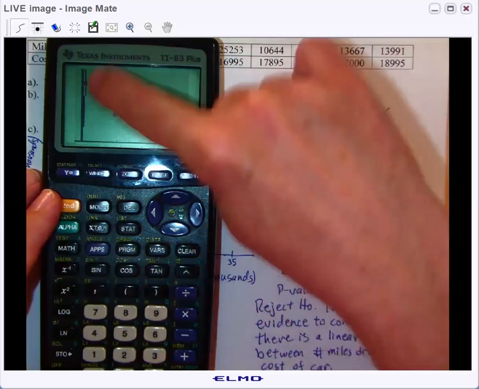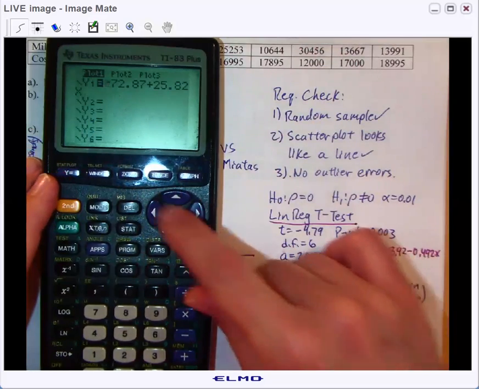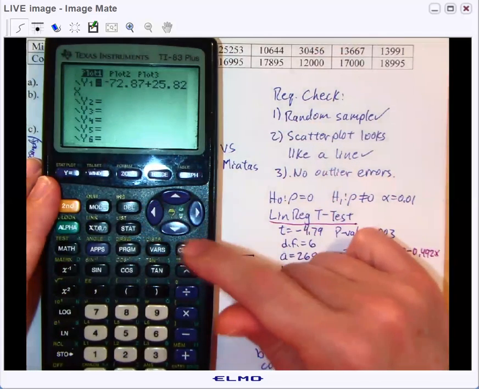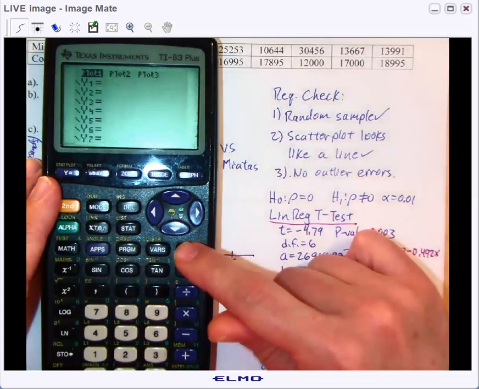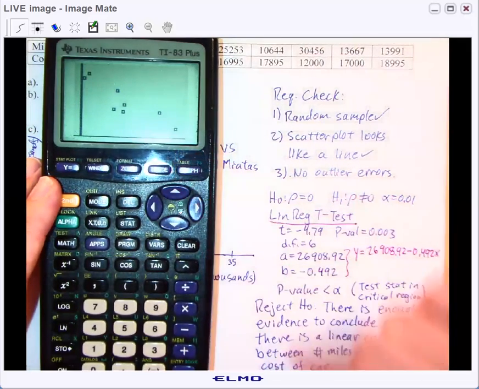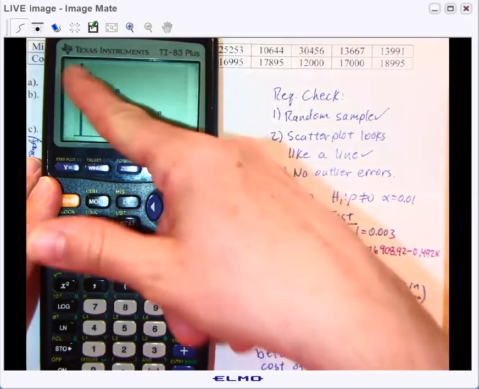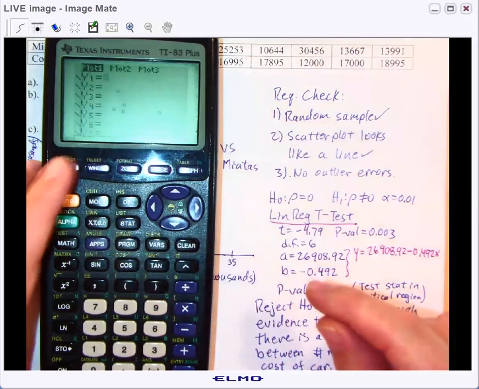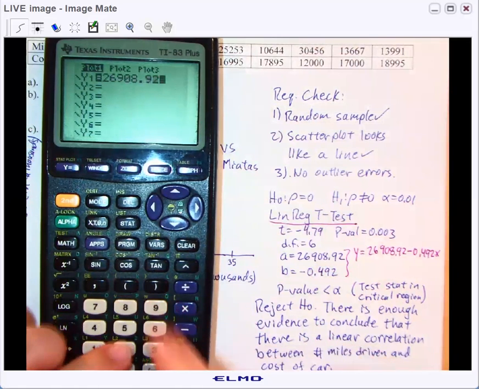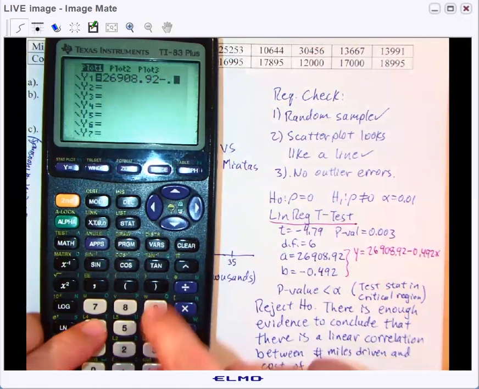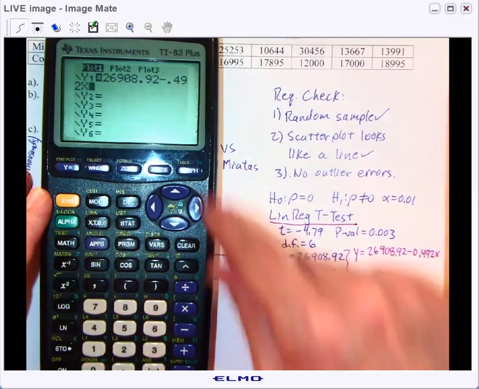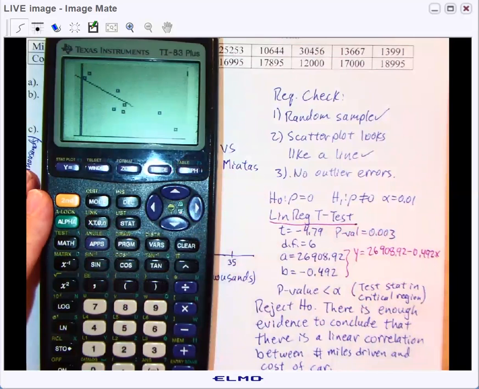Oh, and we see that we've got extra stuff here. That's because this regression equation from the previous problem is still in there, so we probably ought to clear it out. Okay, now let's go back to our data. And that did look a lot like a line. Let's go ahead and put that line in, 26908.92 minus 0.492 times the x variable. And let's graph that on our data here.